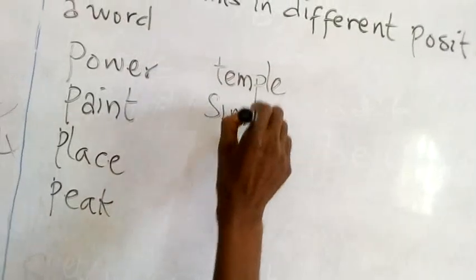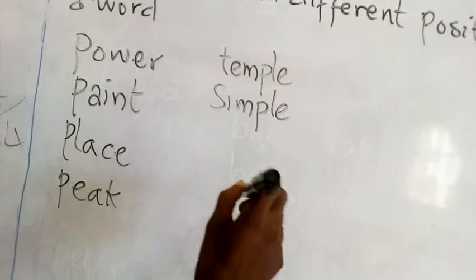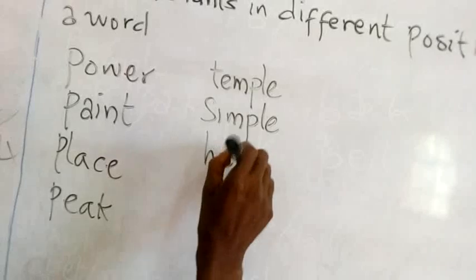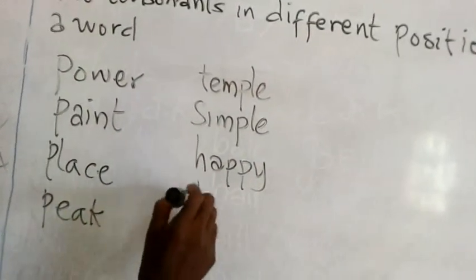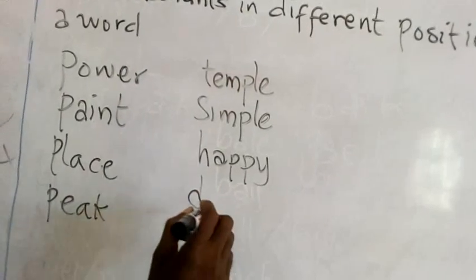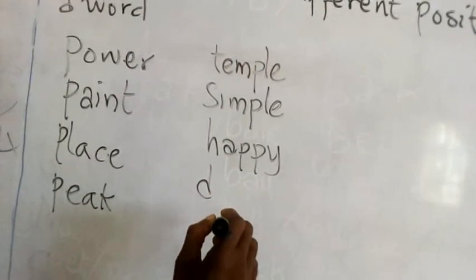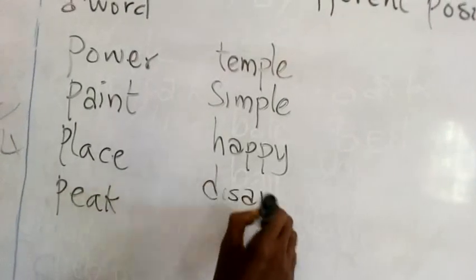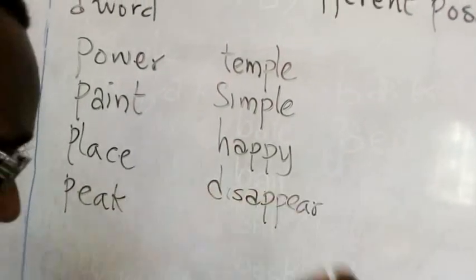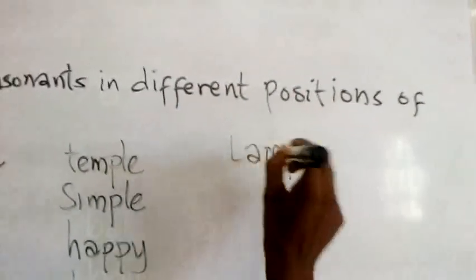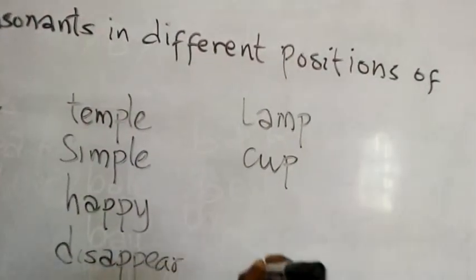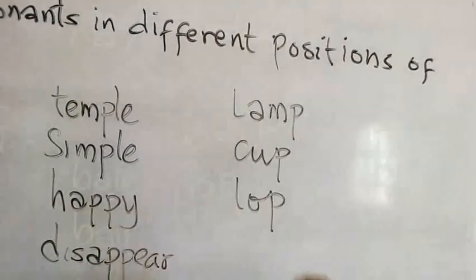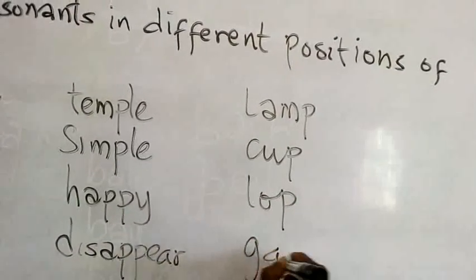Now, temper, simple, happy. I know you guys are happy at home there. Happy, disappear. Now, lastly, we have lamb here, cup, top, gasp.